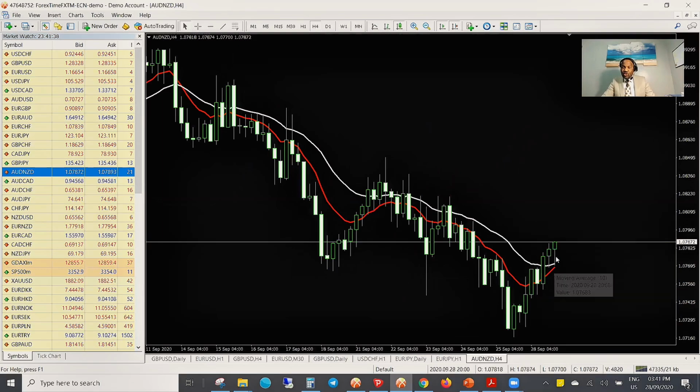H4 is about to cross up now, so I'm waiting. The moment H4 crosses up, the H4 trend is in the same direction as the W1 trend. That's what I mean by checking the higher time frame of the desired time. You want to trade on H4; H4 is your desired time frame.